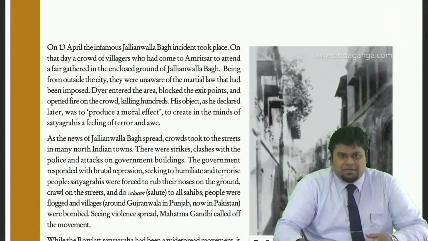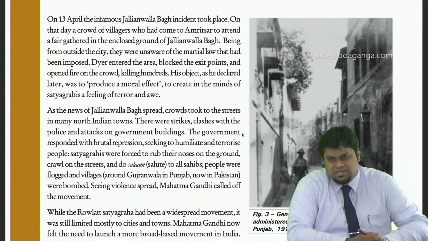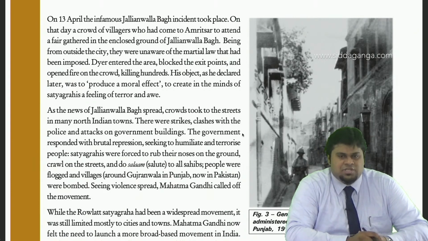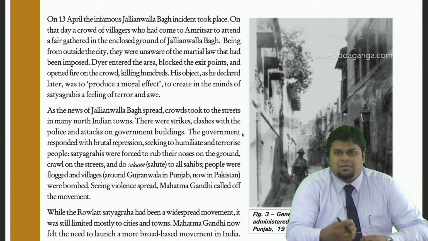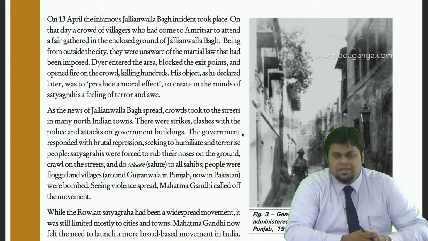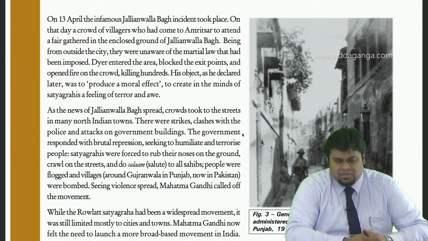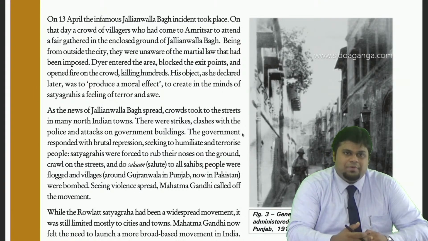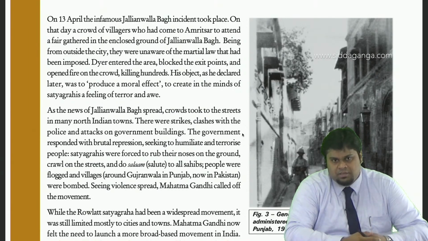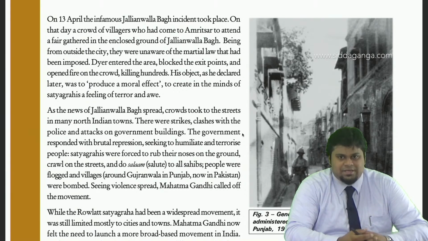Now, on 13th of April is where this infamous Jallianwala Bagh incident happened. As we mentioned previously, General Dyer ordered the shooting on innocent unarmed people when they had gathered for a prayer meeting in the enclosed ground of Jallianwala Bagh. Now, this was in Amritsar. Being from outside the city, people were unaware that martial law had been imposed. So Dyer, the moment he entered the area, blocked the exit points and opened fire on the crowd, killing hundreds of people. His object was later, as he declared, to produce a moral effect, to create in the minds of Satyagrahis a feeling of terror and awe.